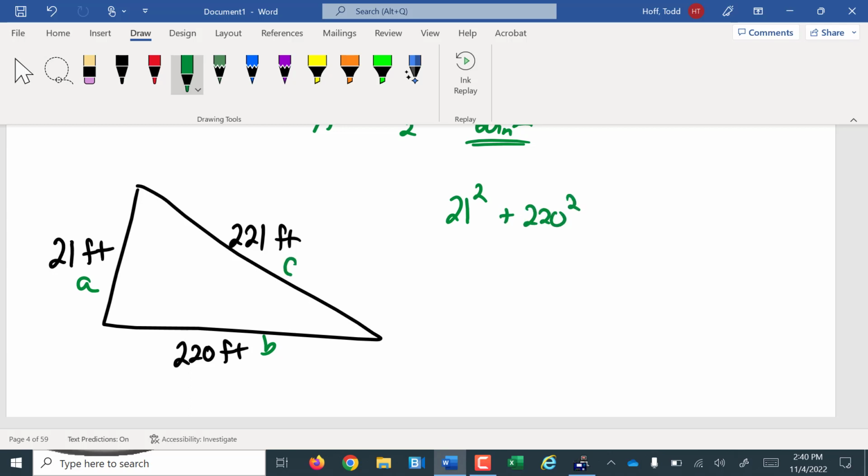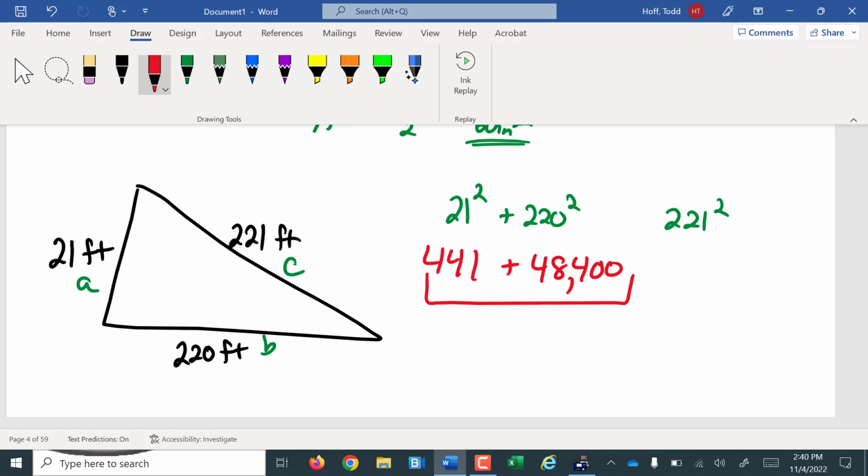Okay. Of course, C would go there. So then what? 221 squared over here. Okay. So 21 squared is 441. 220 squared is 48,400. If I add those together, I get 48,841, correct?